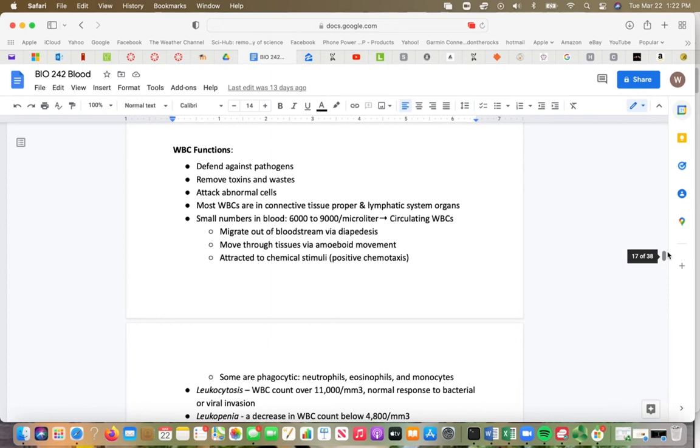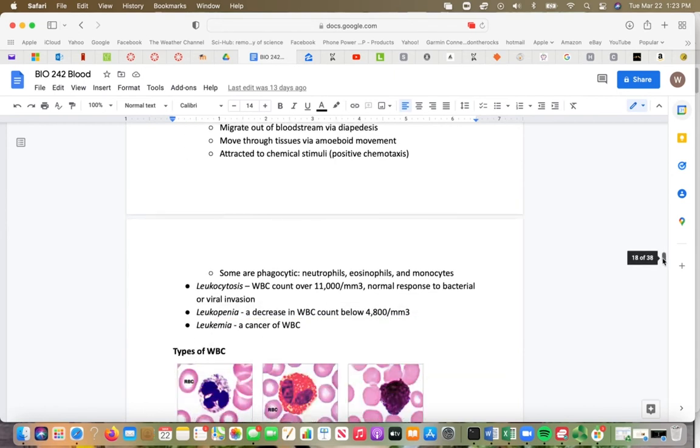We don't have nearly as many of these, so 6,000 to 9,000 per microliter. They migrate out of the bloodstream via diapedesis, and then they can move through the tissue using amoeboid-type movements. A lot of times they are going to be attracted to chemical signals, so we call it positive chemotaxis. Some of them are phagocytic, so these would include the neutrophils, eosinophils, and monocytes.